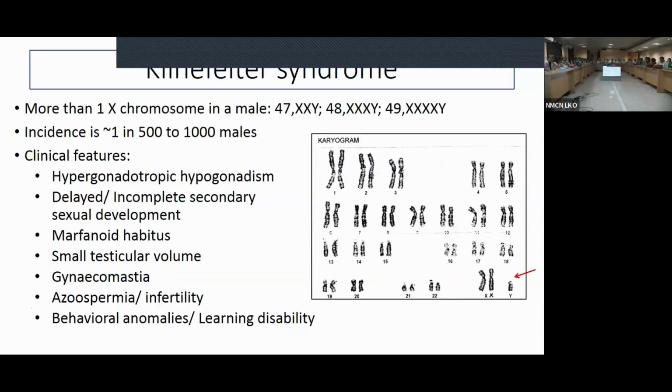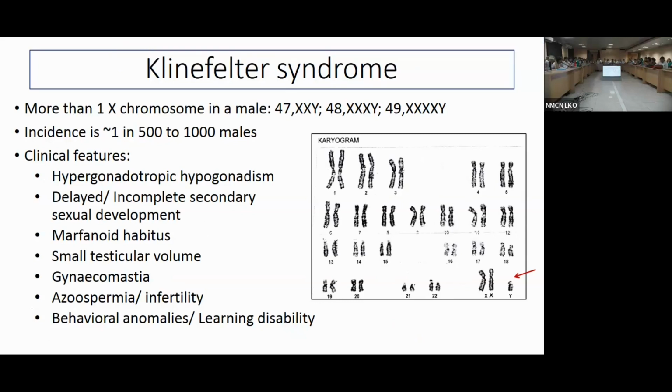Moving on to Klinefelter syndrome. Klinefelter syndrome basically is a condition where you have more than one X chromosome in a male individual.